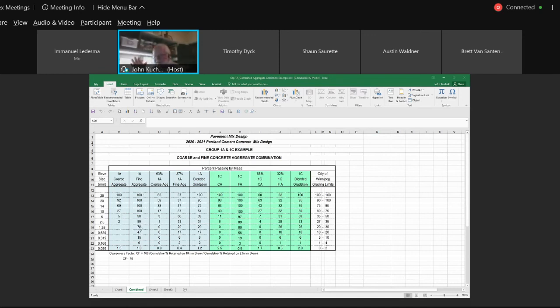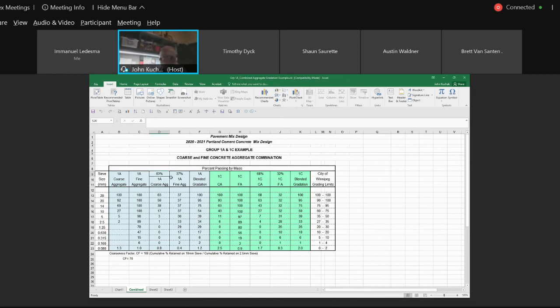Now, remember, we typically want more coarse than fine aggregate. Are they going to meet specs? Here's the City of Winnipeg combined grading spec here. You can see on the right-hand side, 100, 75, 95 and so forth. So in other words, when I take my coarse aggregate and my fine aggregate and blend at 60-40, it's got to meet those specs. Well, let's try 60-40.